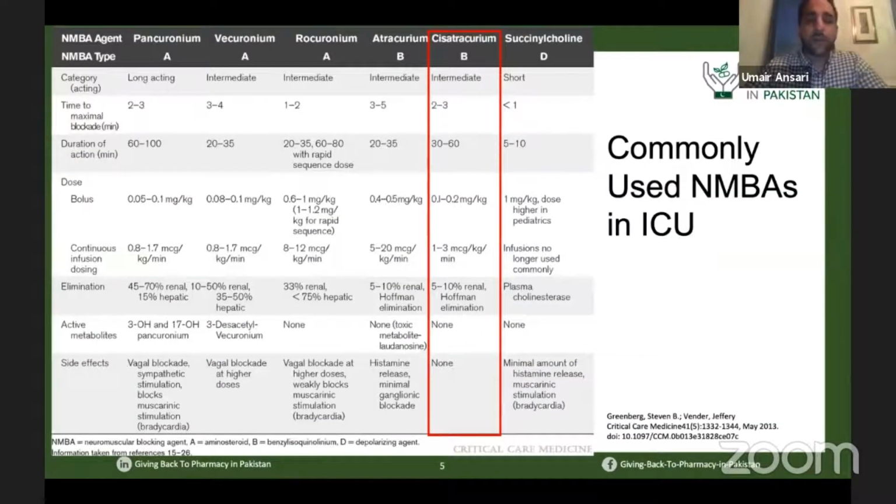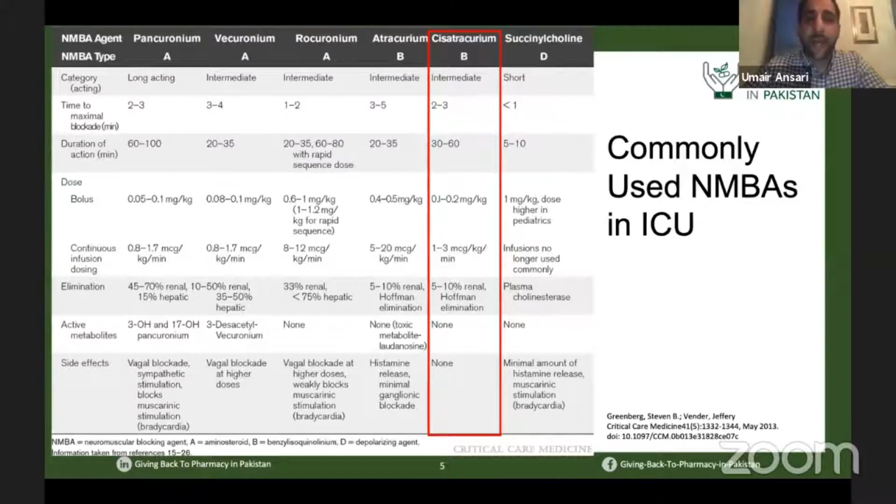Now I want to focus on some of the commonly used NMBAs in the critical care setting, the ICU. I've highlighted cisatracurium. The reason this is highlighted is because all of the references and guidelines, when we need to use neuromuscular blockers, and specifically for ARDS management, all of the studies highlight the use of cisatracurium. One of the reasons why, as you can see in this chart, is that it is not an aminosteroid non-depolarizing agent. The A represents the aminosteroid component here, so it's one of the only few that is a non-aminosteroid neuromuscular blocker.